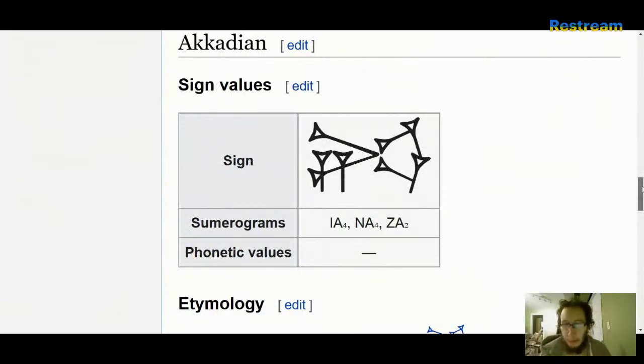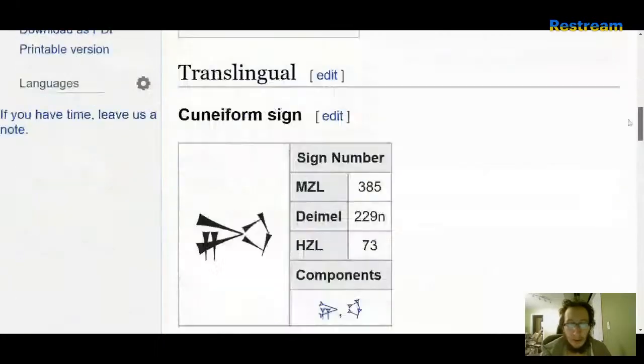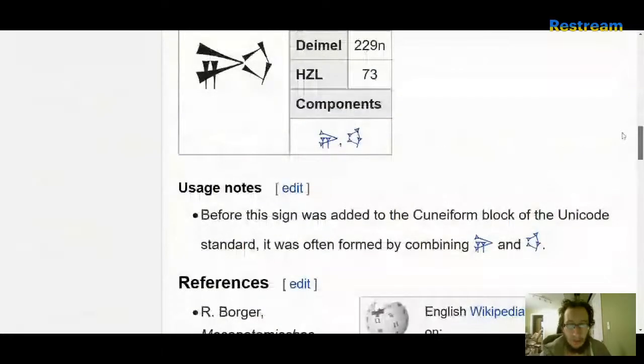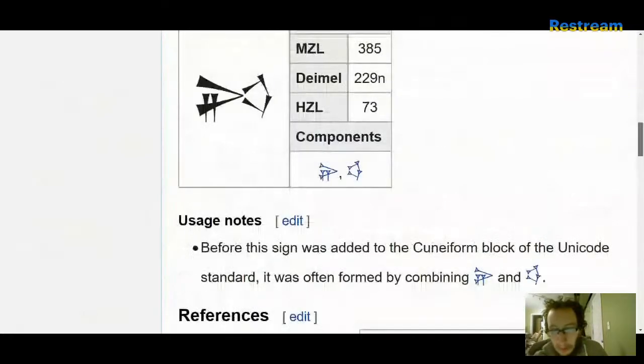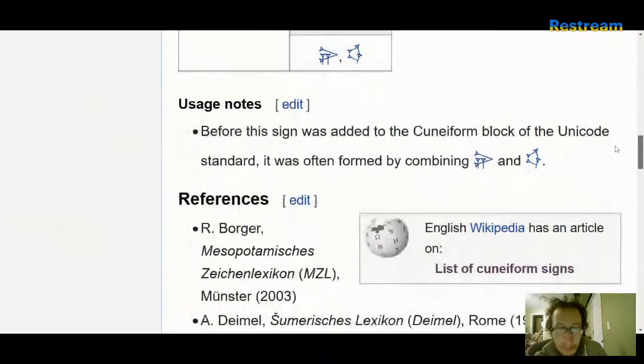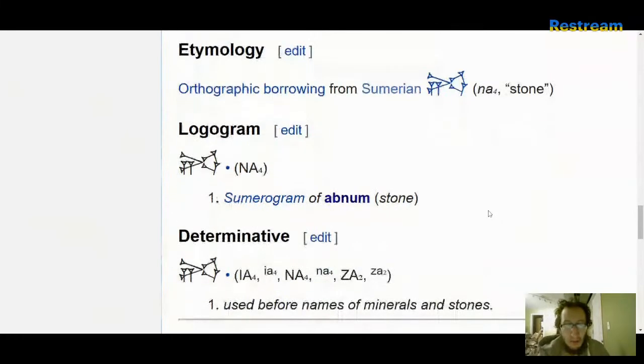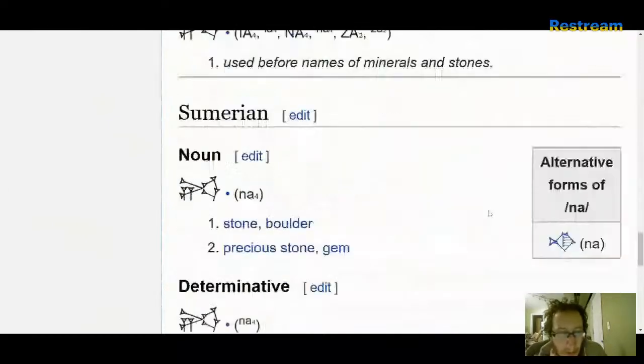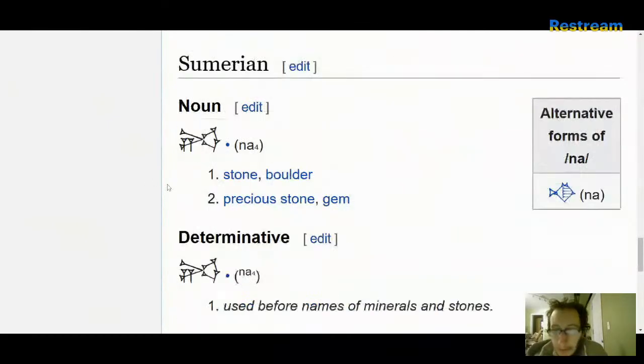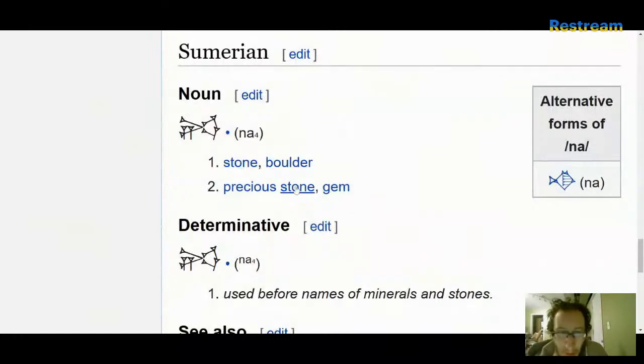So this word, it's actually composed of two different roots, it looks like. No, wait, let's see. Yeah, it looks like it, but so the Sumerian, it's orthographic borrowing from Sumerian na. The word is na in Sumerian, and that means stone. So let's take a look here. So na means stone. It can mean gem, but it basically just means stone, or it could be boulder.